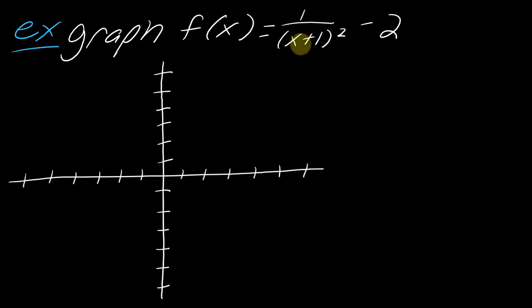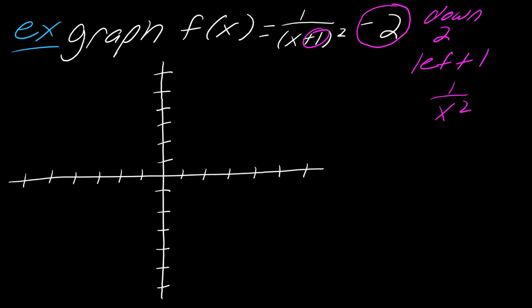So I've got 1 over (x plus 1) squared minus 2. The first thing we're going to think about is how does this thing translate? The minus 2 over here, what does this mean? This means that my graph is going to go down 2. This plus 1 means that we're going to go to the left 1. And this is really the graph of 1 over x squared. So it's just 1 over x squared moved down 2 and left 1.